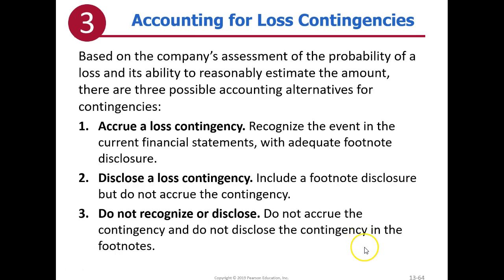All right, there are three possibilities of how we can do the accounting for it. Accrue a loss contingency basically says do a journal entry. You're recognizing the event, and what you're doing is debiting a loss and crediting the liability. A second possibility with the accounting is that you can just disclose it in the notes. And the third possibility is you don't do a journal entry and you don't disclose. Those are our three possibilities, and let's look at how they're used when it comes to loss contingencies.